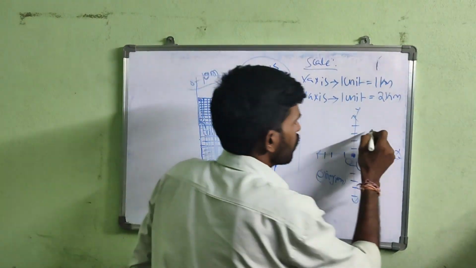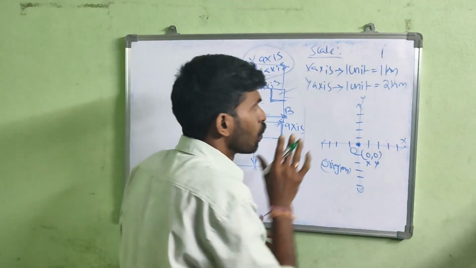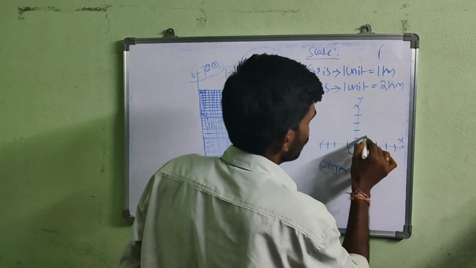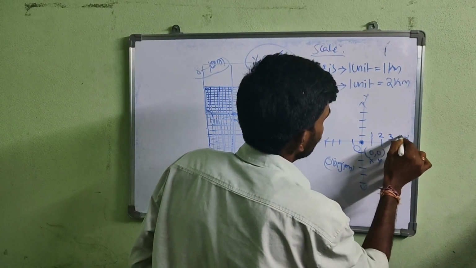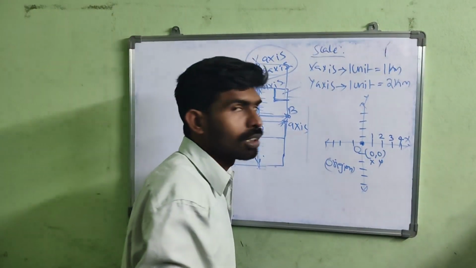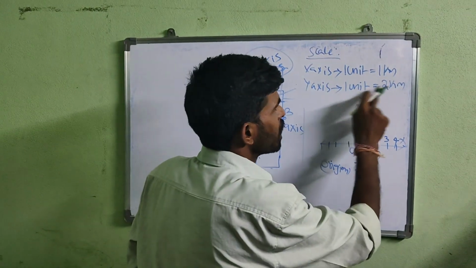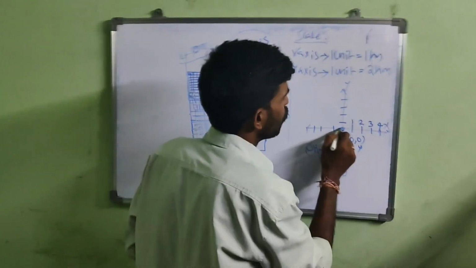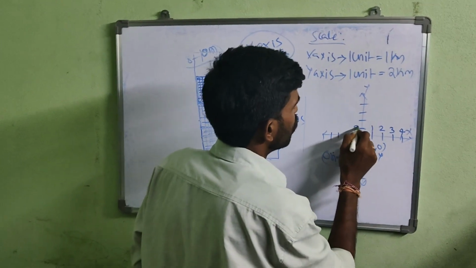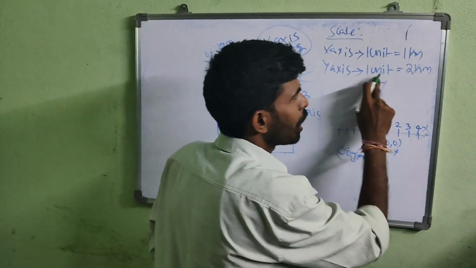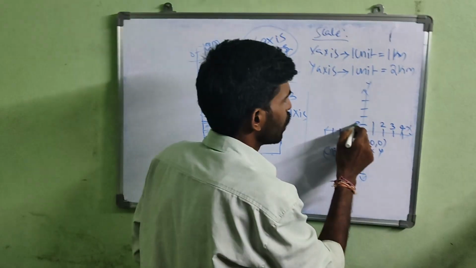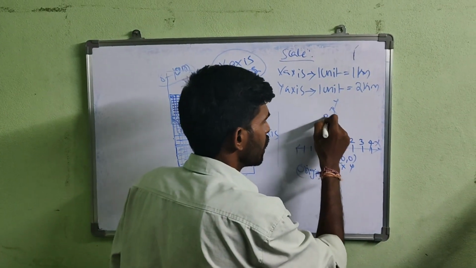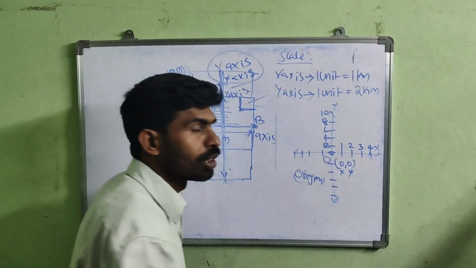Now, x-axis 0 and y-axis 0. For example, here 1 unit is 1 kilometer on the x-axis. So 1, 2, 3, 4, like this we need to write numbers. On the y-axis 1 unit is 2 kilometers. So for every one box in the graph, 1 unit is 2 kilometers. That's why 2, plus 2 is 4, plus 2 is 6, 8, 10. Like this we need to write.